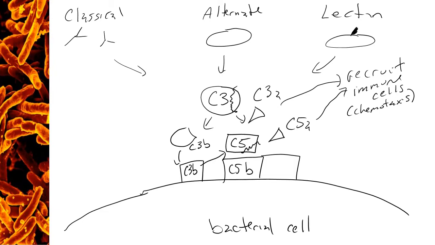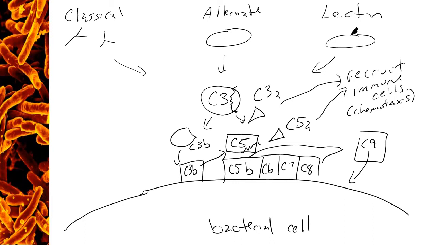C5b is now activated, and it's going to recruit to the cell surface a bunch of other complement proteins. And these ones aren't cleaved, they're just now able to bind because C5b says, hey, come over here, bind here, this is a bacterial cell. So we bind complement proteins C6, C7, and C8. Now, once C5b, 6, 7, and 8 are all bound to the surface of the bacterial cell, all of them working together can recruit C9. And C9 is where all the action happens.